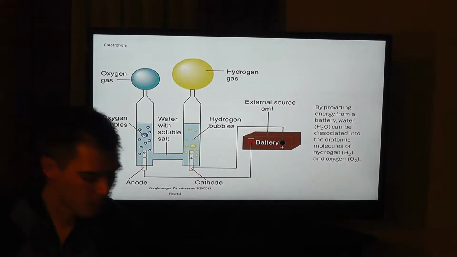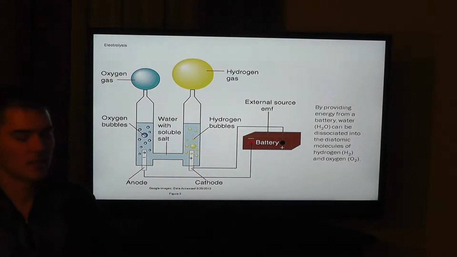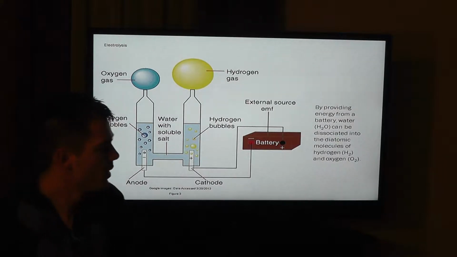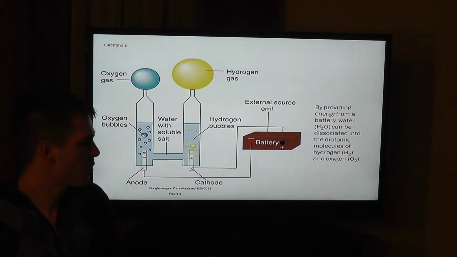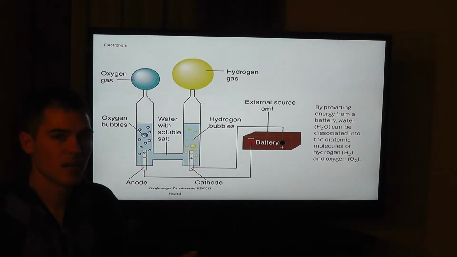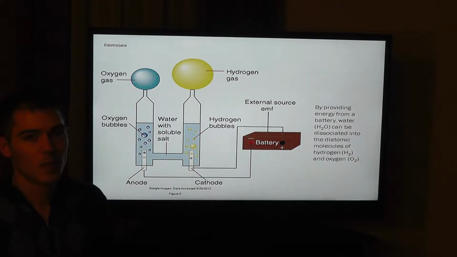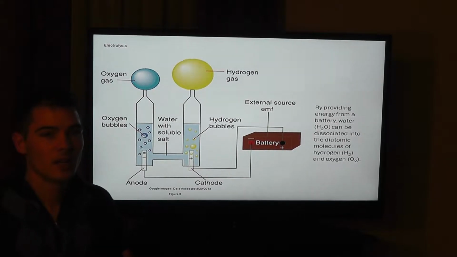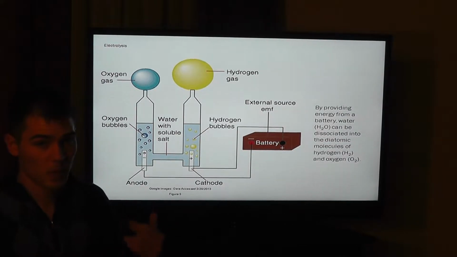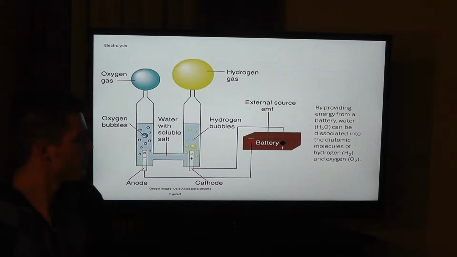So here we have the very basis of the fuel cell: electrolysis. What you are seeing is a battery source with the terminals connected to the anode and the cathode. This delivers the power in an aqueous solution, and it dissociates the molecule of water, which is H2O, so we have two hydrogens and one oxygen.